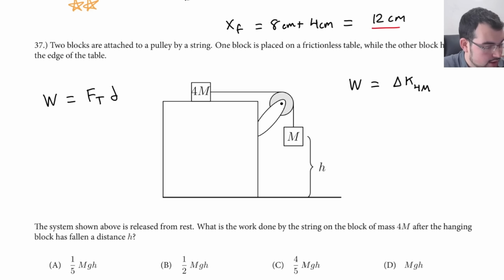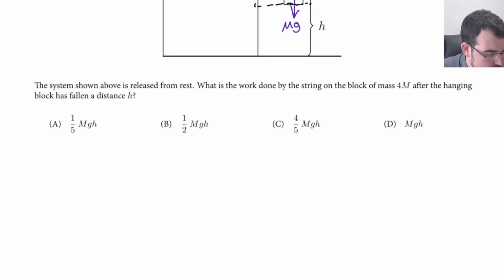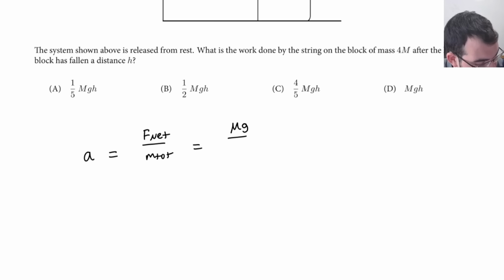So first of all, system of objects. So of course we know big box is coming. So the only unbalanced force on this system is the weight of the hanging block. So the acceleration of my system is just the net force on the system divided by the total mass. So I have mg driving, and then the total mass is 4m and 1m, which makes 5m. So I just get g over 5 is the acceleration.